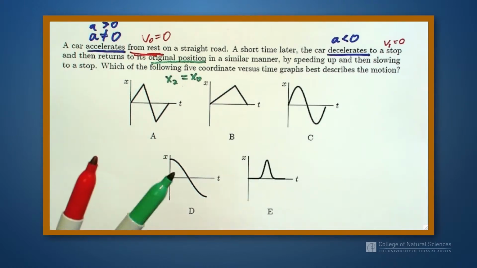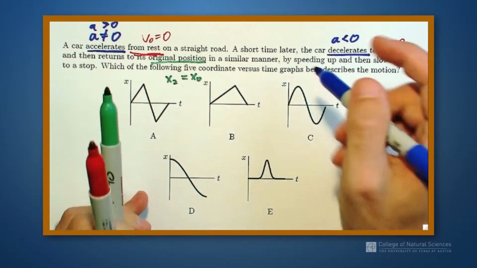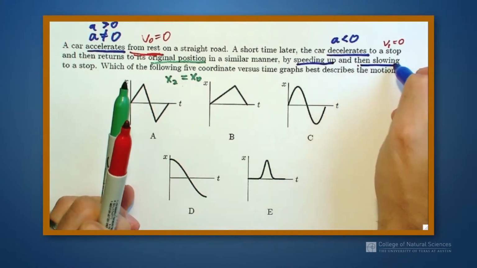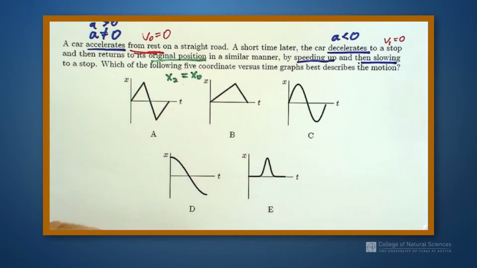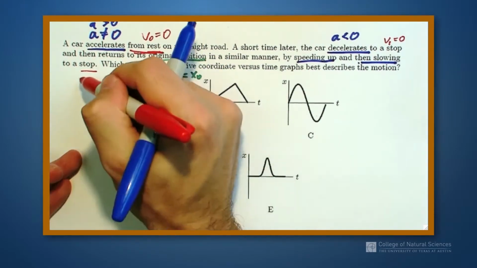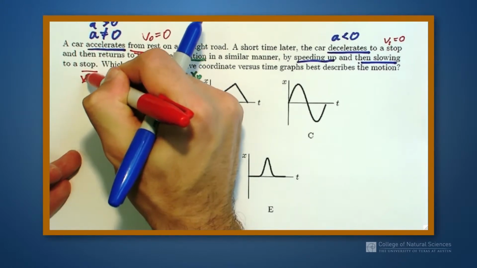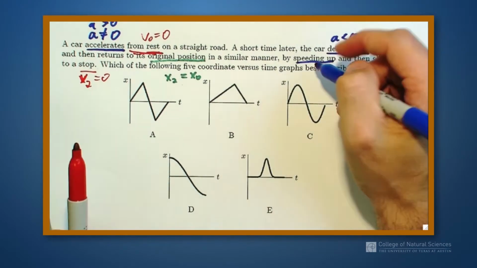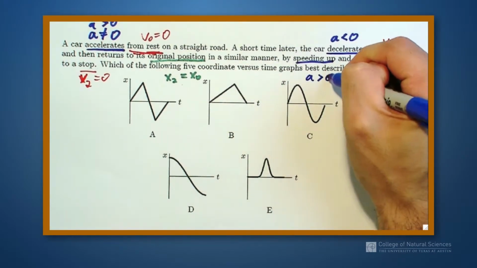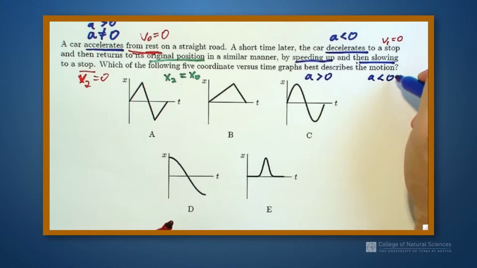It also says that we do it in a similar manner by speeding up, then slowing down back to a stop. I'm getting confused with my colors, but at the end, our velocity 2 is equal to 0. And here we have an acceleration greater than 0, followed by an acceleration less than 0.